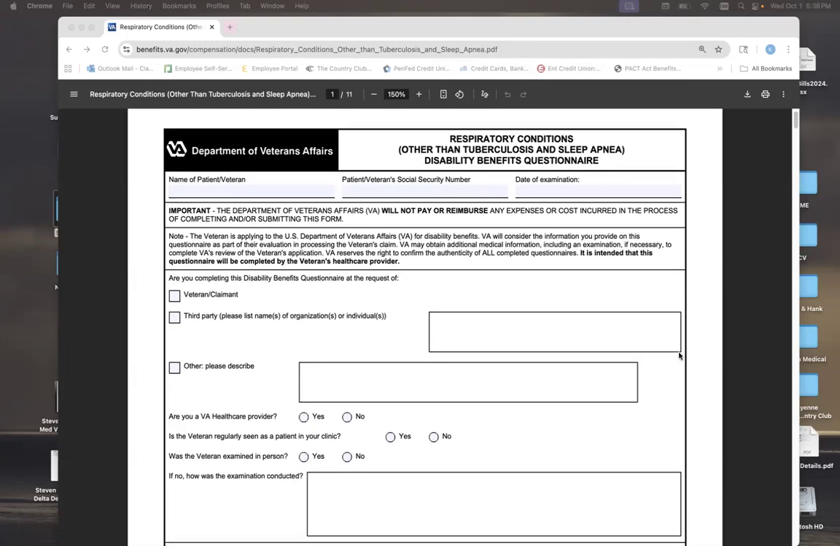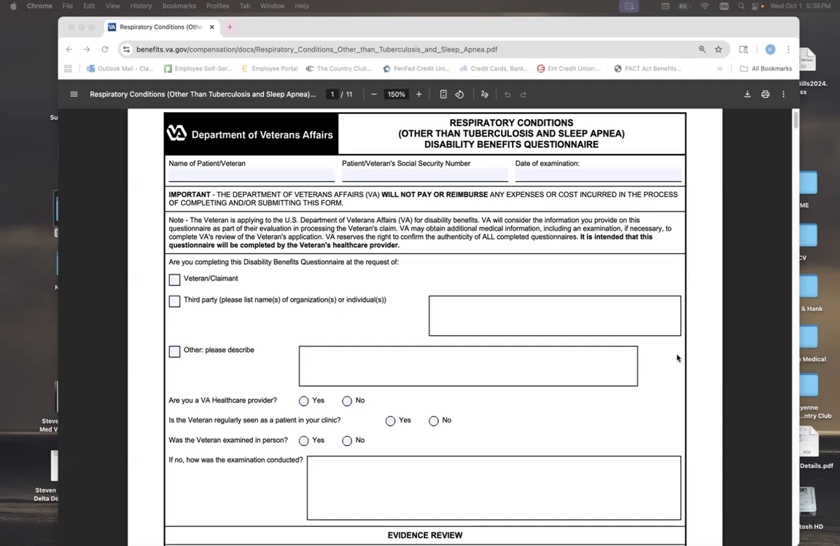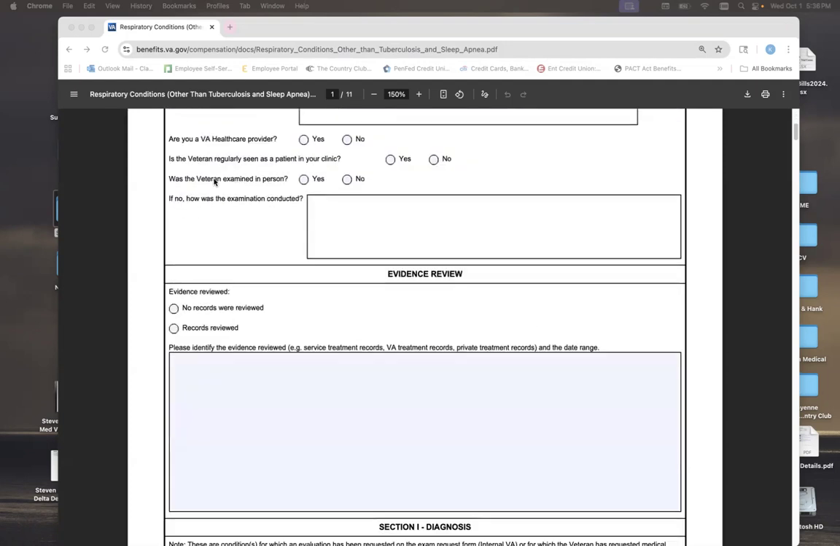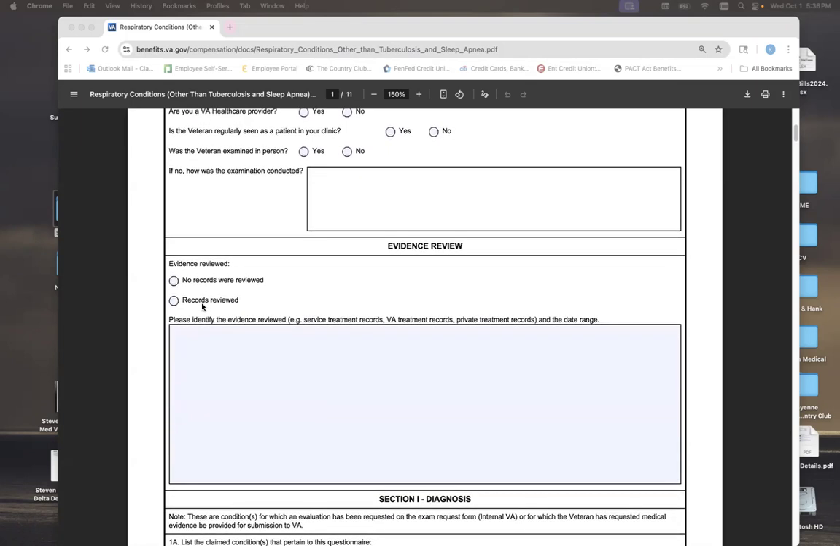And this is just going to walk through the different fields that we fill out to successfully complete this. So first one, name of veteran, social security number, day of exam, all that will be pre-populated by the vendor. And this will also be pre-populated by the vendor. You mark if the exam was conducted in person or not. And we always review records. So any pertinent service treatment records, you're welcome to put here.